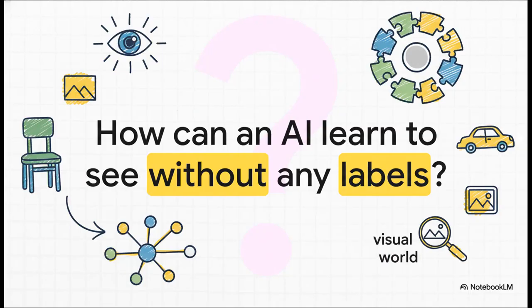It sounds like a riddle, doesn't it? How do you teach a computer to recognize a cat without ever saying, "Hey, this is a cat"? But this is the exact question at the heart of a super powerful field in AI called self-supervised learning. And the answer? Well, it completely flips the script on how AI models can learn about the world around them.